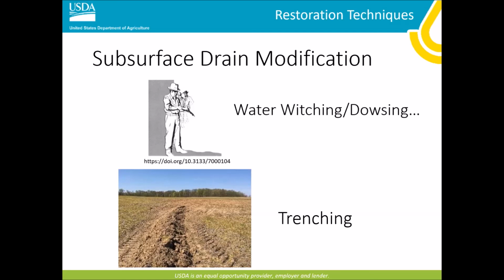Got a question. Sure. Would capping the tile be an option instead of removing it?